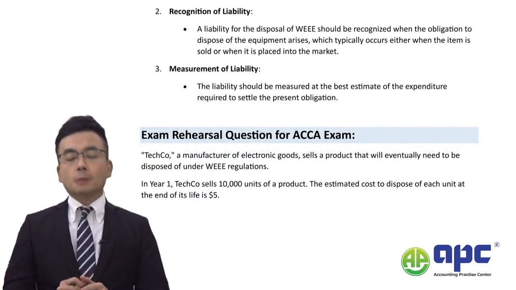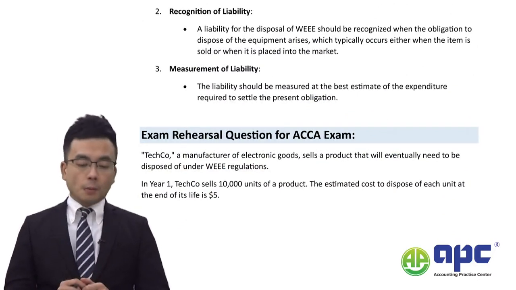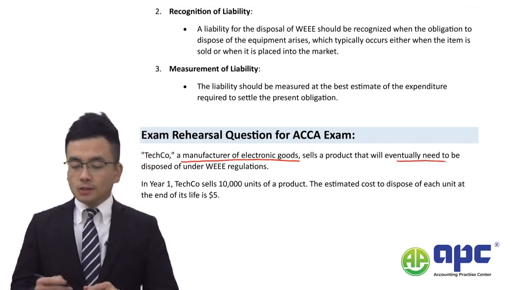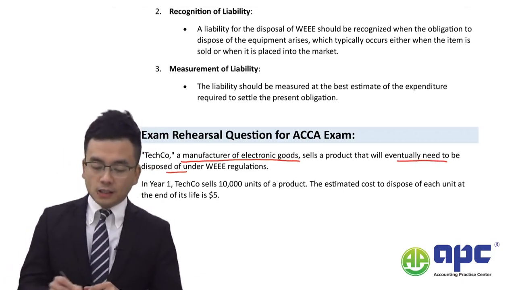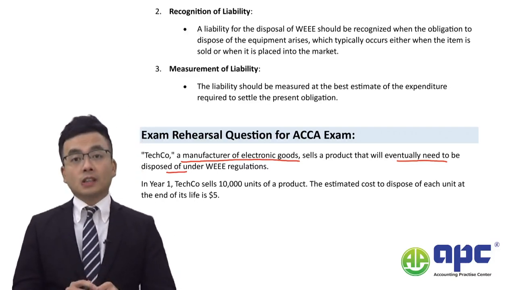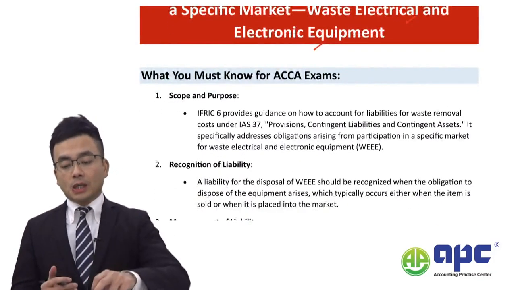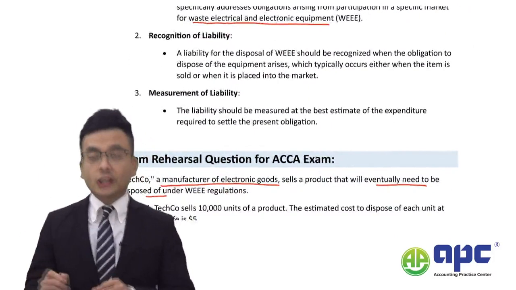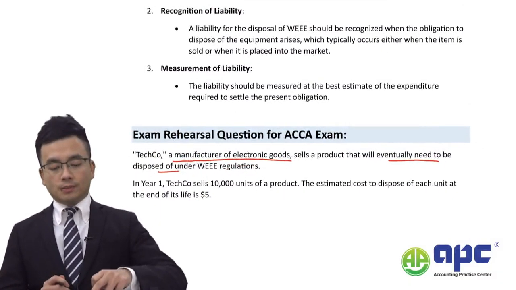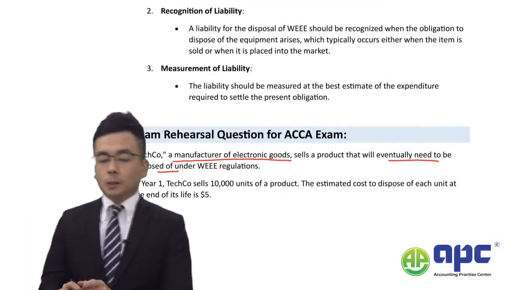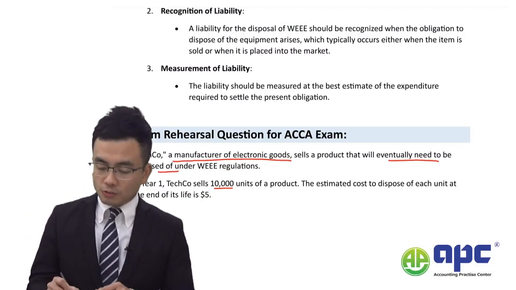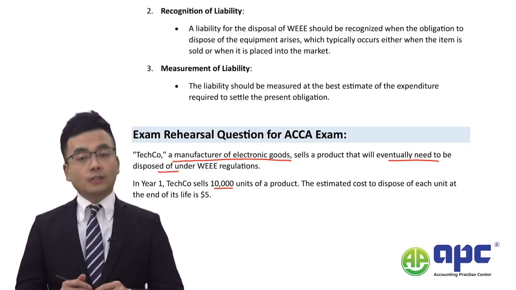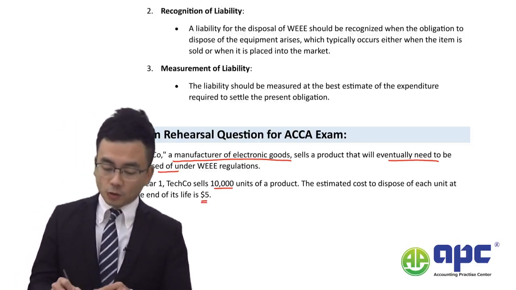Now, let's see a particular case there. For example, TechCo, a manufacturer of electronic goods, sells a product that will eventually need to be disposed of under its country's regulations. So WEEE just stands for Waste Electrical and Electronic Equipment Regulations. In year one, the company sells 10,000 units of products, and they estimate the cost to dispose of each unit at the end of its useful life will be $5 there.